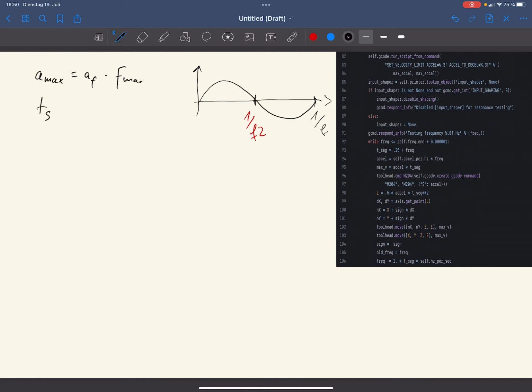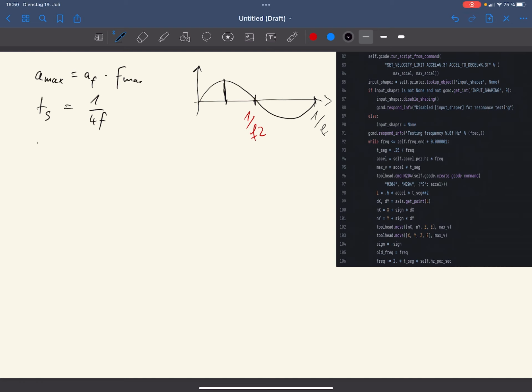I'm going to call it TS, and that one is 1/4f. And we can see this is basically half of the time we need for a one-directional movement. Okay. Then we define something which is called maximum velocity. That's the velocity we're going to request from the kinematic system of Klipper when we are doing the movement. And we know that we are constantly accelerating or decelerating for movements, and that's the target.